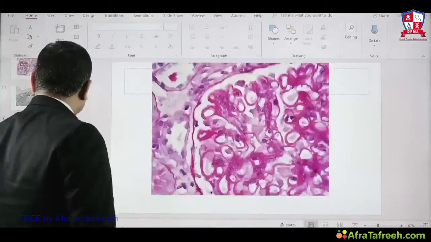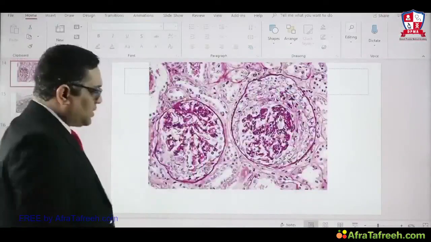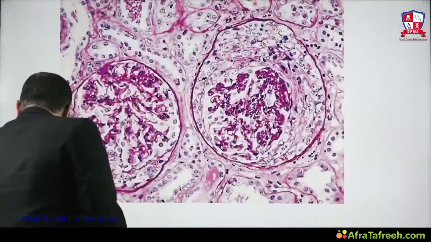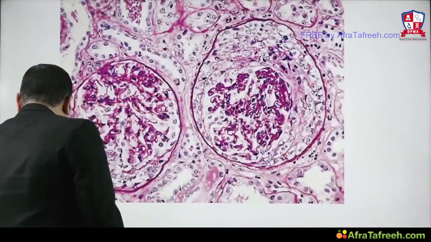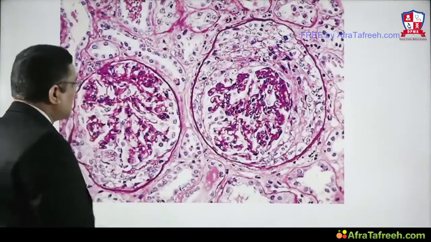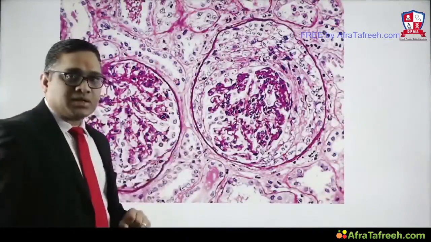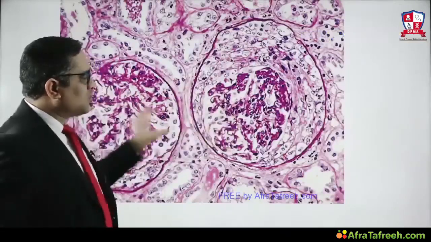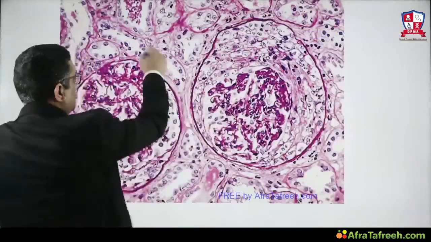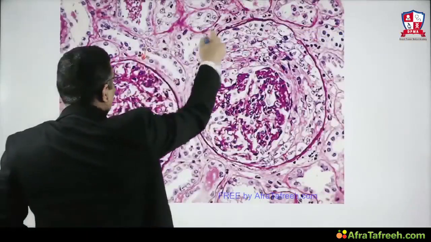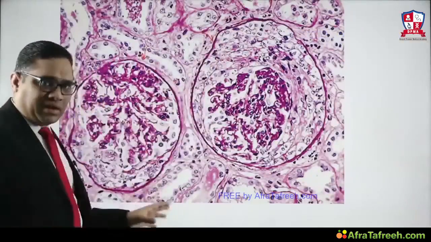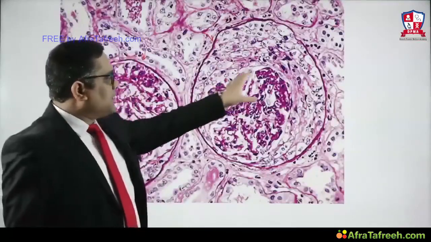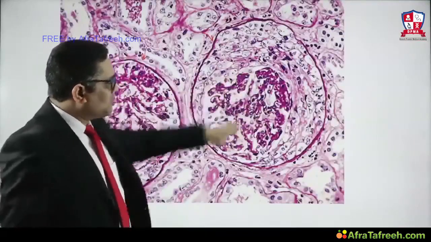Now look at this picture. What I wanted to show you in this diagram is how crescents appear when you are doing a microscopic examination. When you look at these two glomeruli, you can see there are two Bowman capsules. This is PAS staining, so that the capillary basement membrane is more prominent. So this is the glomerular capillary.